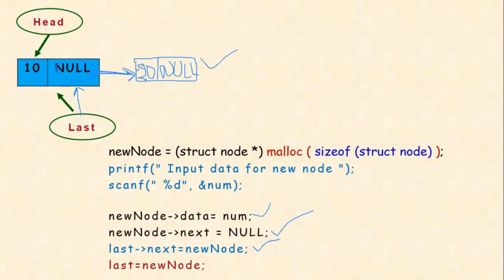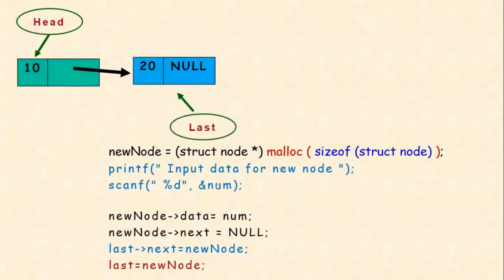Now you have two nodes, right? And definitely this node is not the last node anymore. After this process, the new node is the last node. So how to make this node the last node? You have to write last is equal to new node. Then this node will be replaced and last points here. Now see this in graphics.